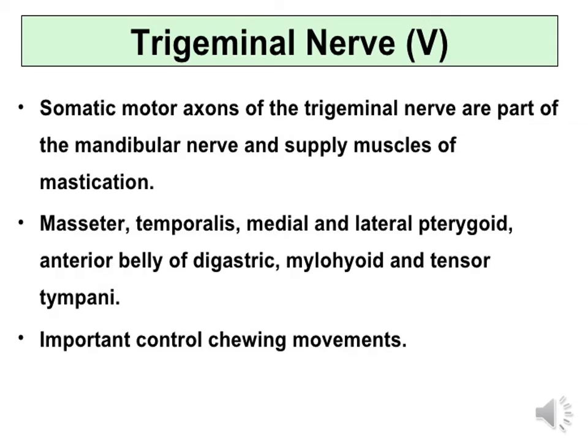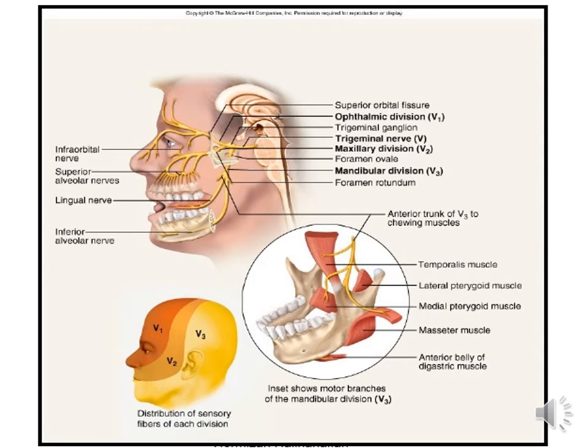The somatic motor axons of the trigeminal nerve are part of the mandibular nerve and supply the muscles of mastication: masseter, temporalis, medial and lateral pterygoid, anterior belly of the digastric, mylohyoid, and tensor tympani. They are important for control of chewing movement. This figure shows the motor innervation and the terminal branches within the mandibular division of the trigeminal nerve.